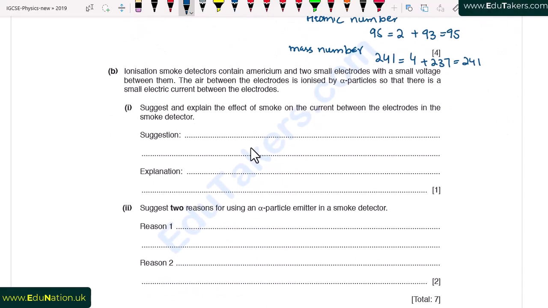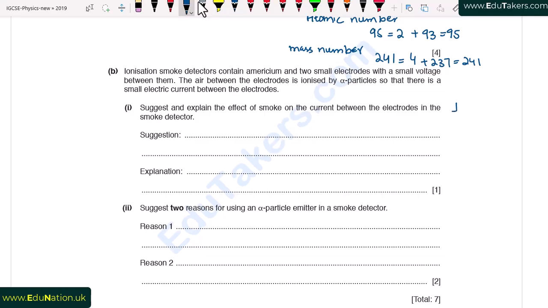Part B. Ionization smoke detectors contain americium and two small electrodes with a small voltage between them. The air between the electrodes is ionized by alpha particles so that there is a small electric current between the electrodes. Part 1. Suggest and explain the effect of smoke on the current between the electrodes in the smoke detector. So we have to explain the effect of the smoke on the current, that either it increases, decreases or remains same. So first of all, in a smoke detector, the current decreases.